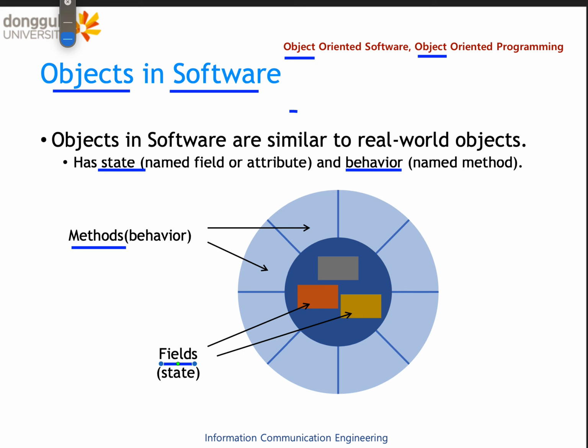And method is function in programming. Also, field is a variable. So object in our software is similar to real-world object, and it has state named field or attribute and behavior named method. When we are talking about C++ or C language, we say function. But when you're talking about object-oriented language like Java or Python or any other object-oriented language, when we are talking about function, the name will be method.